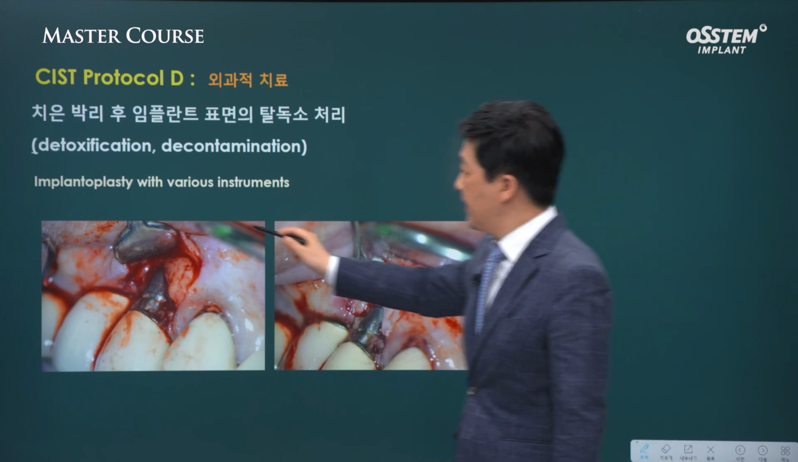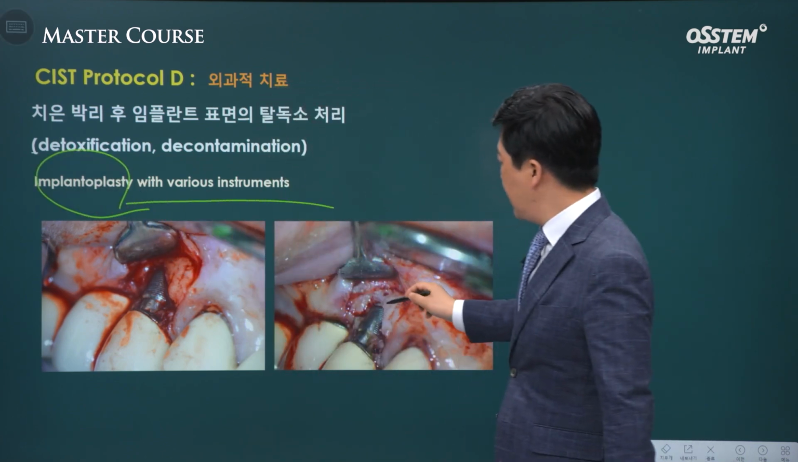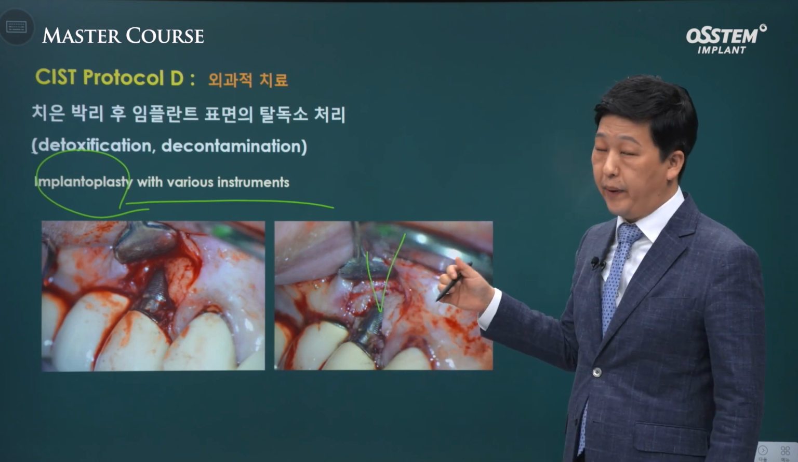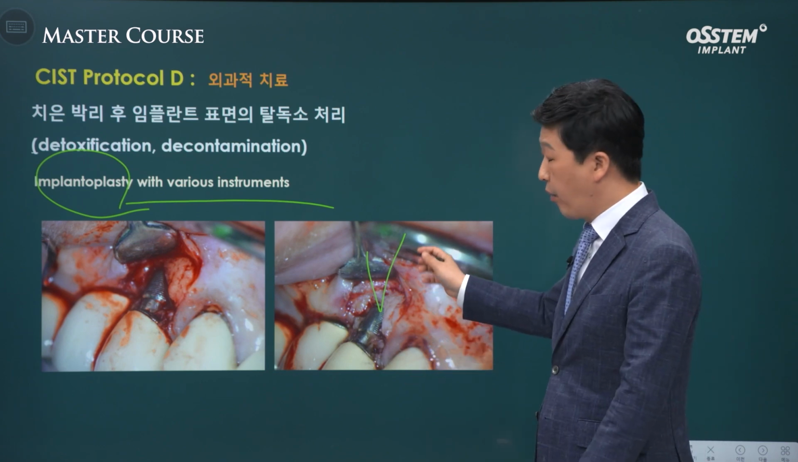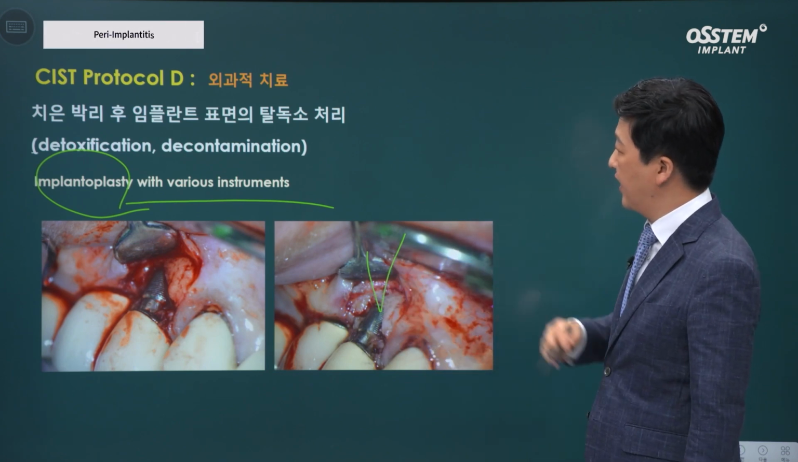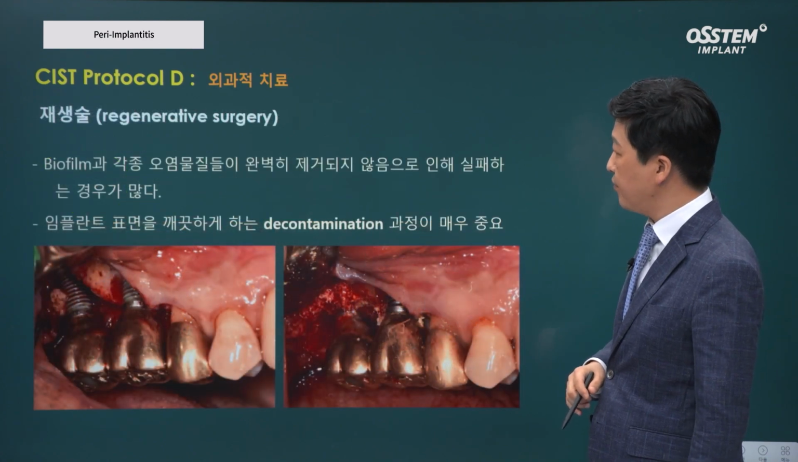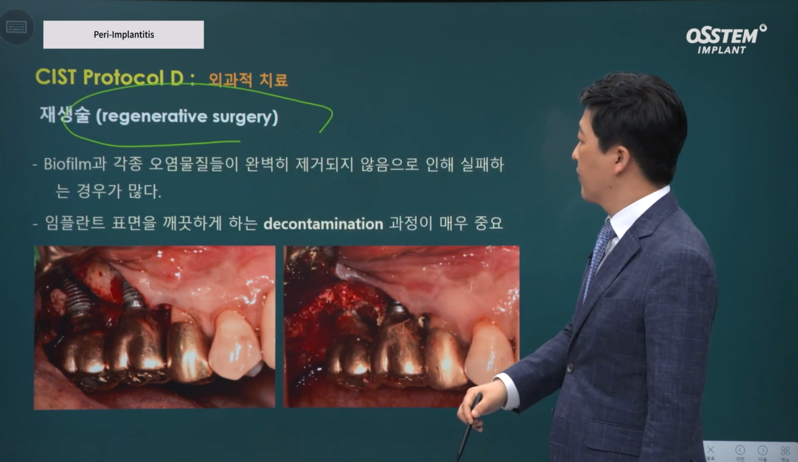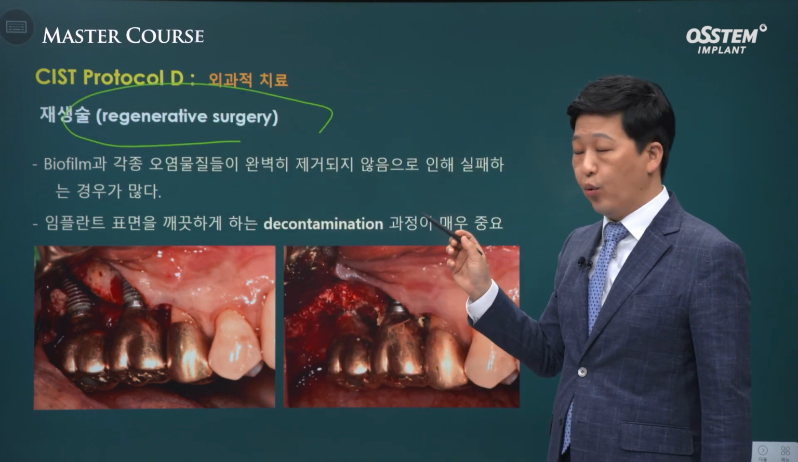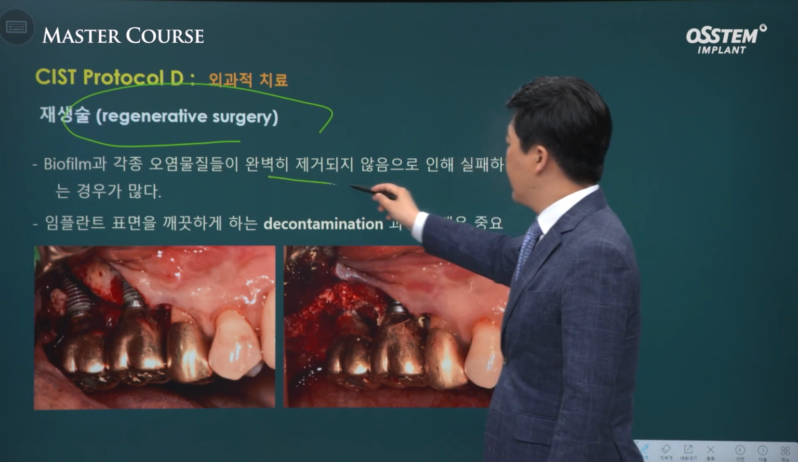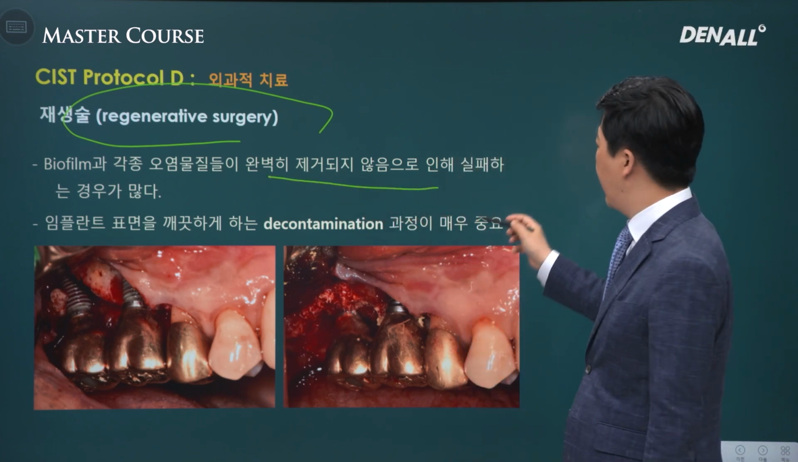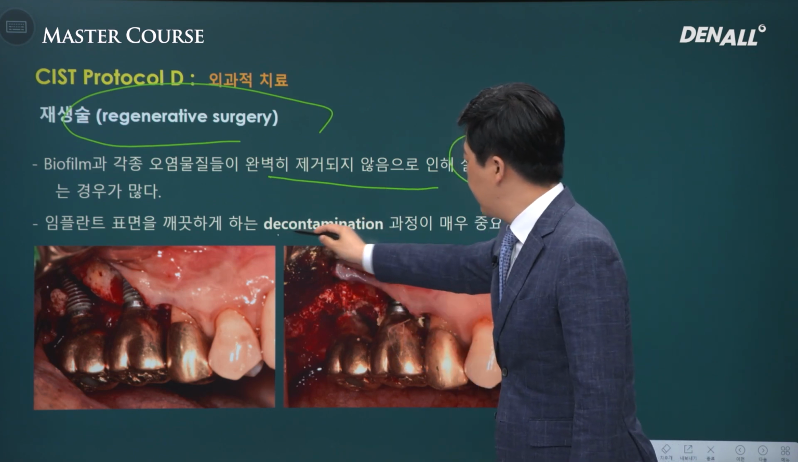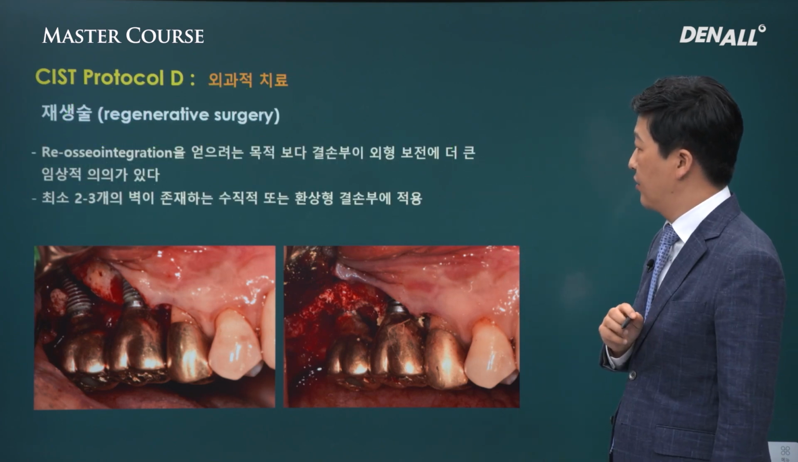You can do implantoplasty. I think this is a very effective method based on my experience. I've done quite a few. It can stop the progression of peri-implantitis. Regenerative surgery is sometimes used. Biofilm or various contaminants around the implant are very rarely removed thoroughly. Hence, it frequently leads to failure. Decontamination of the implant surface is the most important.